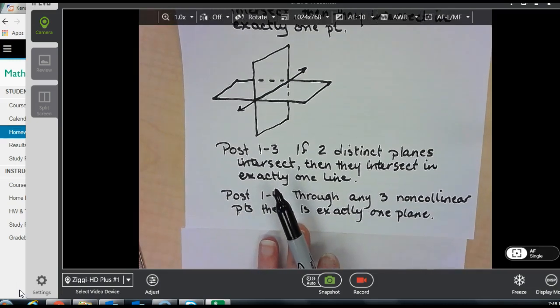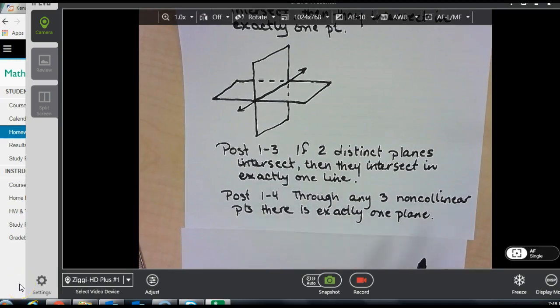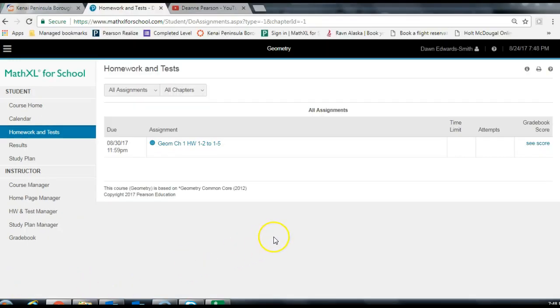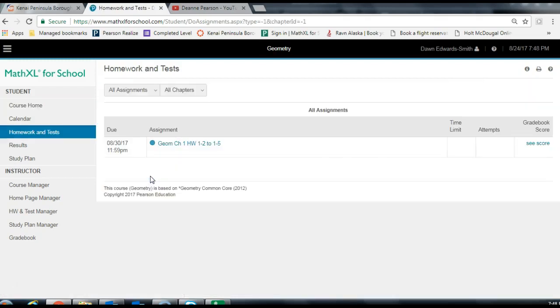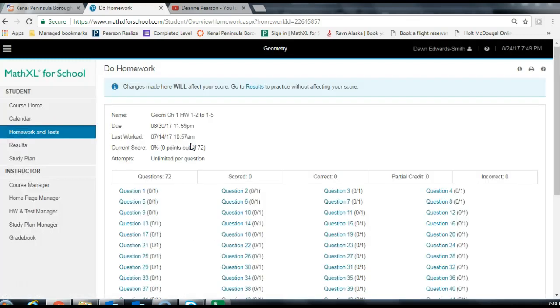So that ends our notes for today, and I'm going to show you how you find your homework. So when you go into Math Excel for School, and you had your course home, we had our homework, geometry, we looked at all assignments. Oh, that's right, your placement test was in algebra. So we can click on my Geometry Chapter 1, Homework 1.